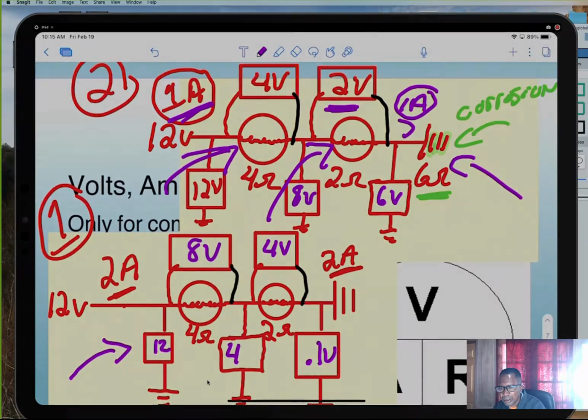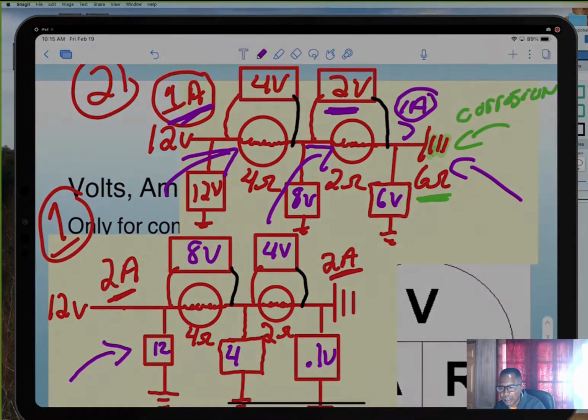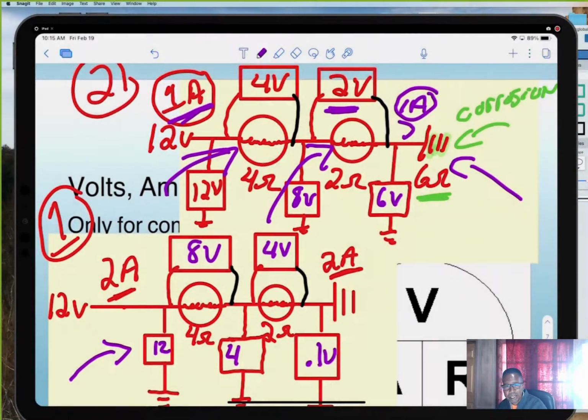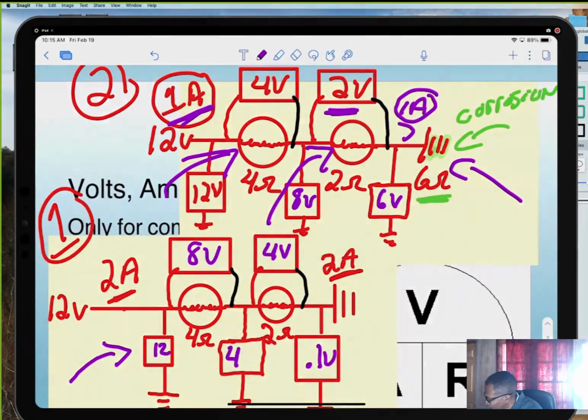Any other questions? So everybody got that? All right, so that's like a mess, don't it? It's a mess up there.